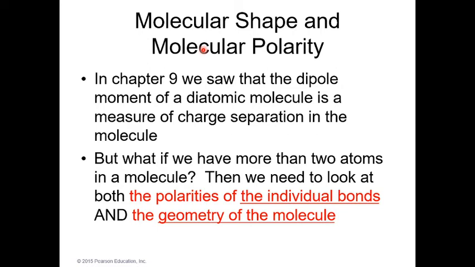So shape determines, is your molecule as a whole polar or not? Because you can have polar bonds, but that doesn't mean you have a polar molecule. You've got to look, do I have polar bonds? And you also have to look at the geometry of the molecule. That's why these shapes are important. They determine, do you have a polar molecule or not? And we'll go through how this works.